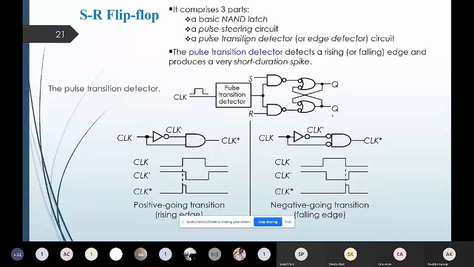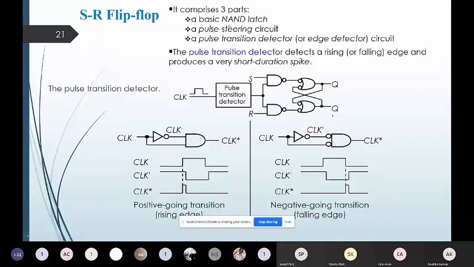Whenever flip-flops are represented in terms of gate circuitry, you will have these three basic circuit parts which I have mentioned. In that representation, sometimes instead of the NAND gate, the NOR gate is also used. So the SR flip-flop can be represented in the form of a NAND gate or a NOR gate, but on this slide I am presenting the SR flip-flop in the form of a NAND gate.